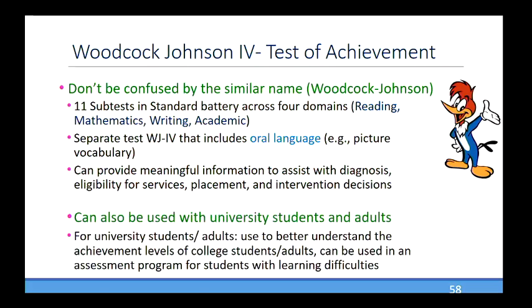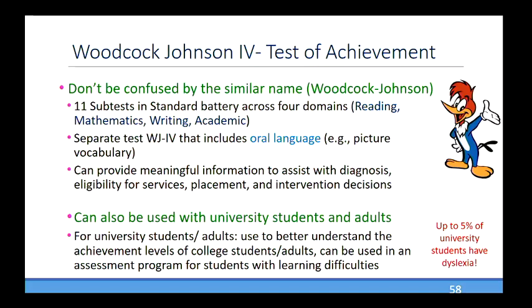But it can also be used with university students and adults. You might be surprised, but there are learning disorders that affect adults as well. So we use it to better understand the achievement levels of college students or adults. It can be used in an assessment program for students with learning difficulty or students that are struggling. Now, up to 5% of university students, for example, have dyslexia.